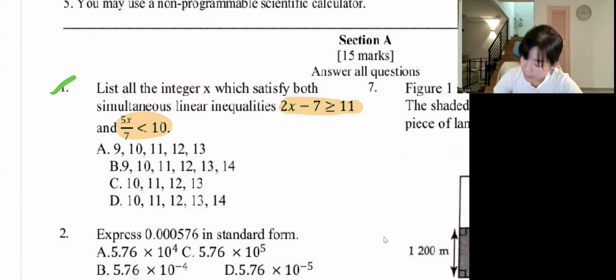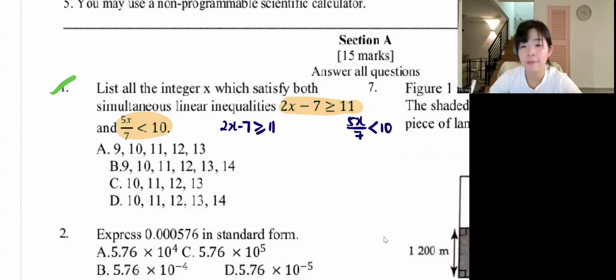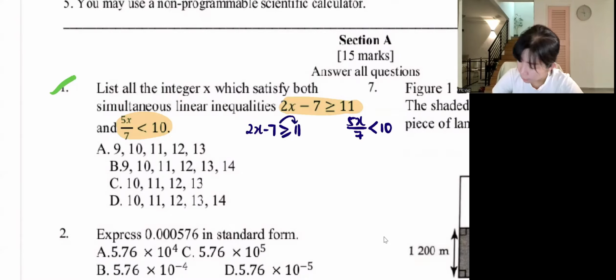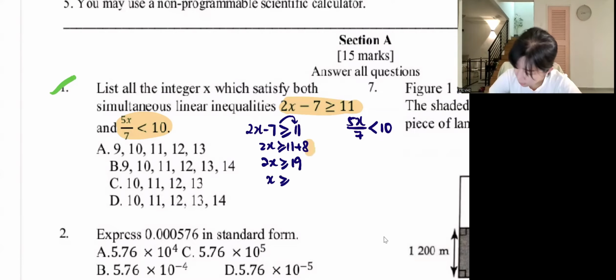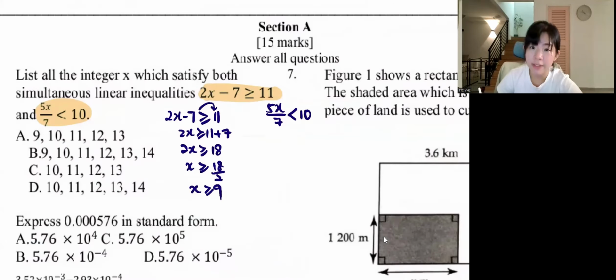So you're going to do it separately: 2x minus 7 more than or equal to 11. And then the other one, 5x over 7 less than 10. Find x. Okay, first one, we move negative 7 over, 2x more than or equal to 11 plus 7. So this one is 18. So 18 divided by 2, x more than or equal to 9. Okay, leave it first.